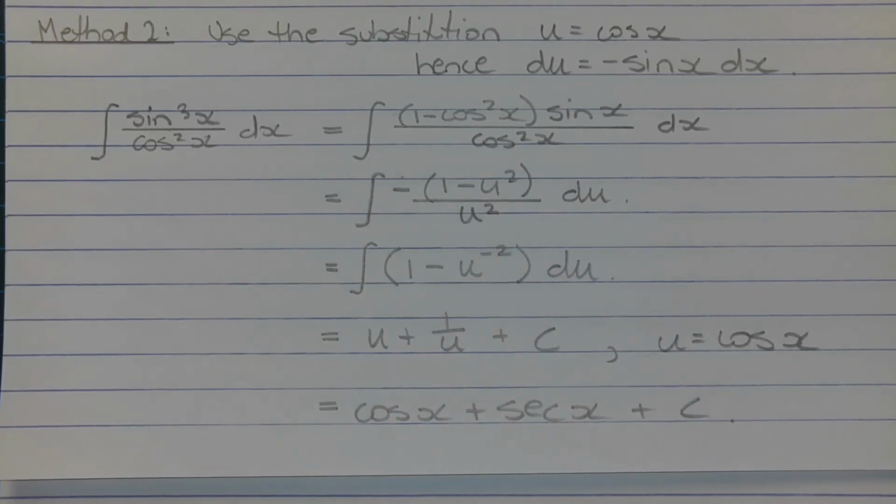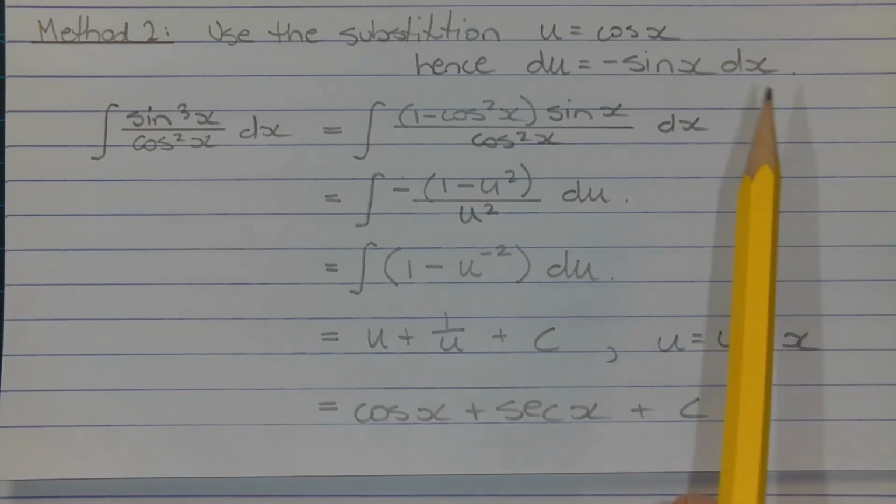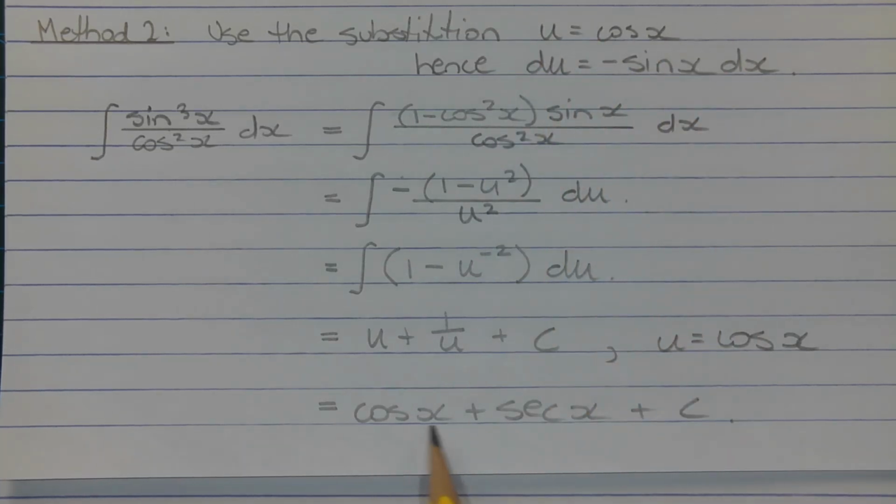Simplifying the integrand and using negative indices where needed, we have the integral of, open bracket, 1 minus u to the power of negative 2, close bracket, du. Now the integral of 1 with respect to u is u, and the integral of negative u to the power of negative 2 with respect to u is positive 1 over u. Don't forget to add the constant of integration c. But the answer should be in terms of the variable x, not in terms of the variable u. Now we know that u is equal to cos x, since that was our original substitution. So the answer in terms of x is cos x plus 1 over cos x, which is sec x plus c.